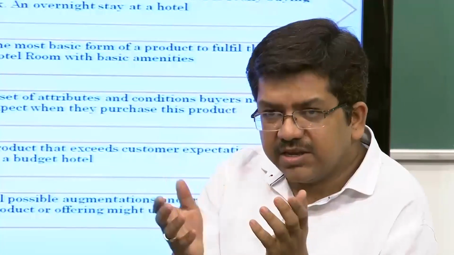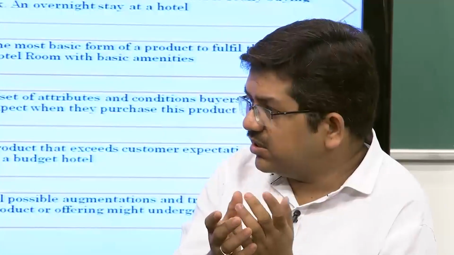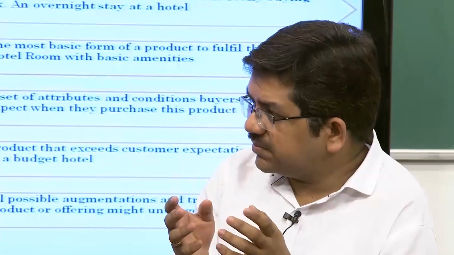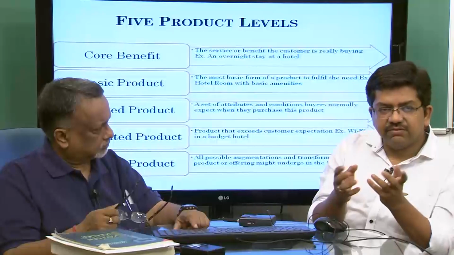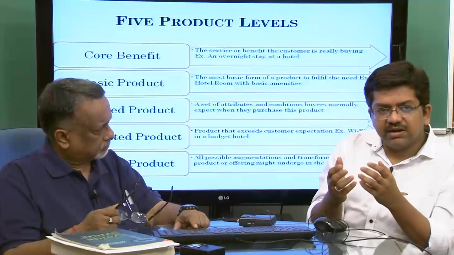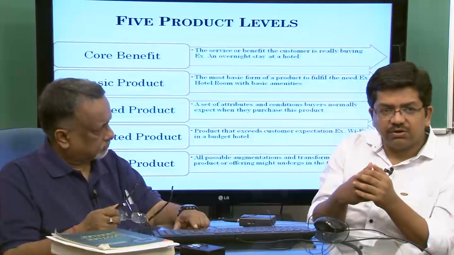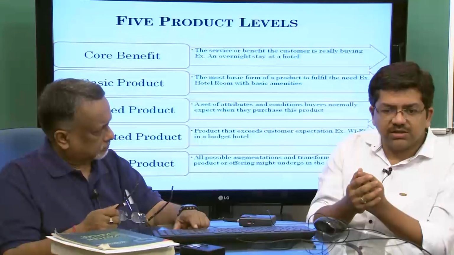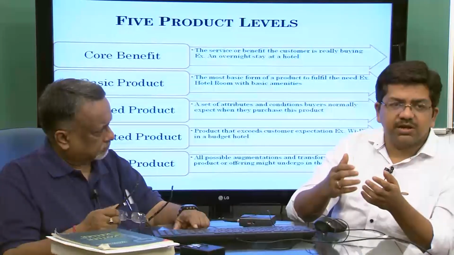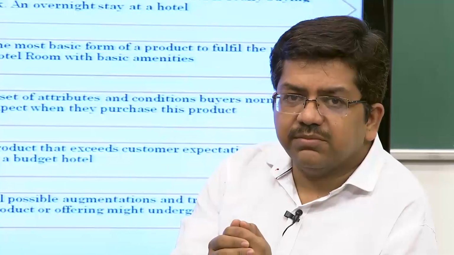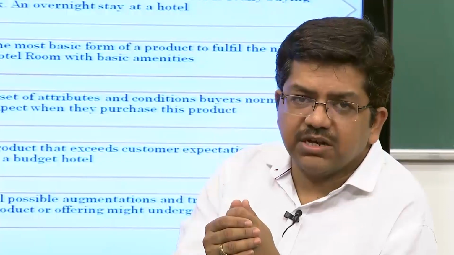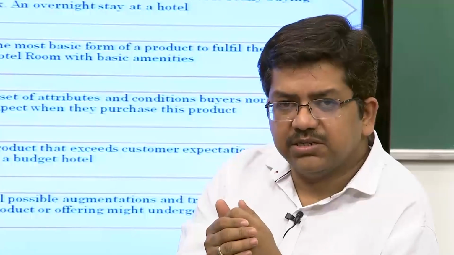In the car example, your driving was earlier manual, and now it is becoming more automated. So these are more of expected products today in most of the models. Then you have the potential product, which covers the future added features or augmentations that are possible in any product.